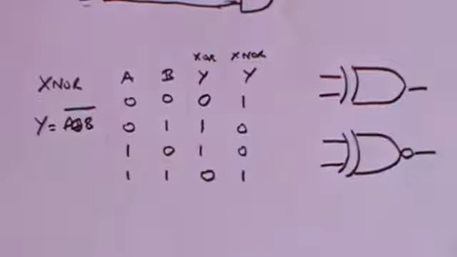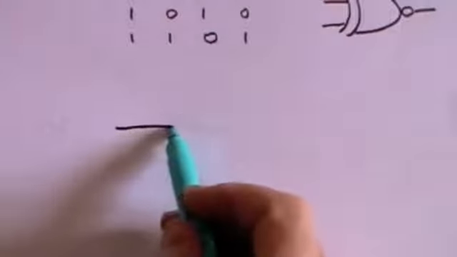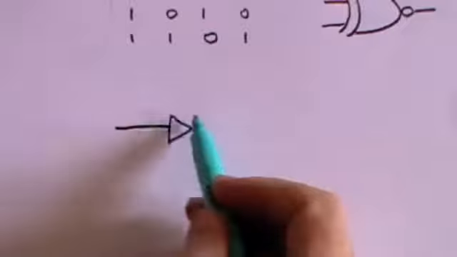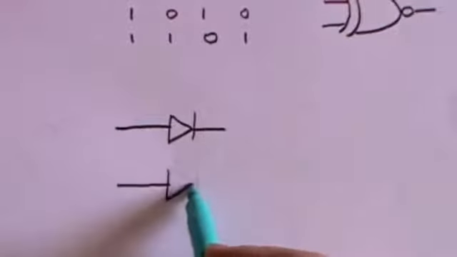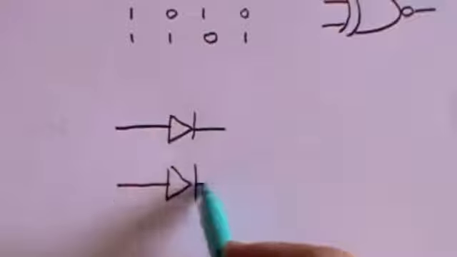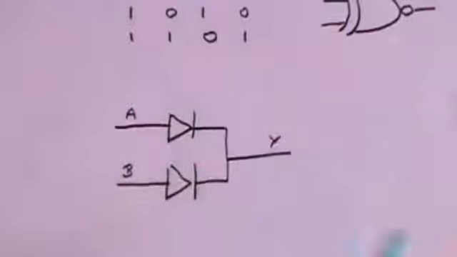Now, just to say that, of course, some of those gates you didn't actually need to use transistors. You could have used diodes. This is a perfectly respectable OR gate. You put your inputs through two diodes and join them together. Here is the input A, here is the input B, and here is the output Y.